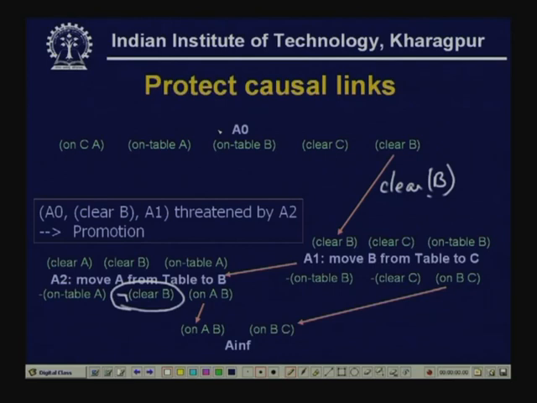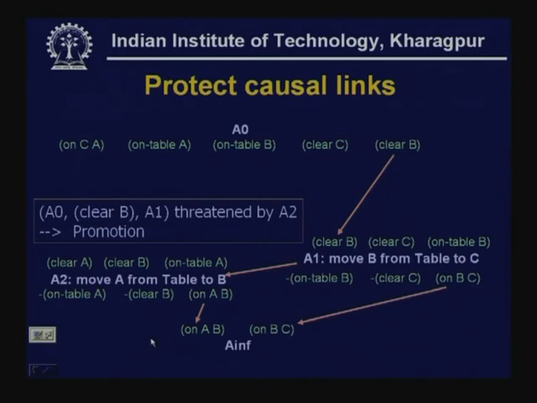A0 is the special first state. A2 cannot come before A0. So, A2 must come after A1. So, recognizing this fact, we add an ordering constraint from A1 to A2. So, A0 is followed by A1, A1 is followed by A2, A1 is followed by A-inf and A2 is also followed by A-inf. So, this is what this particular partial plan represents.